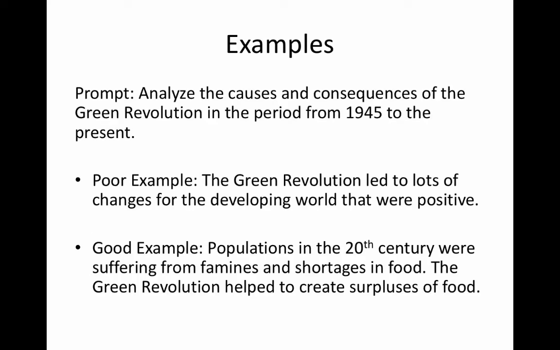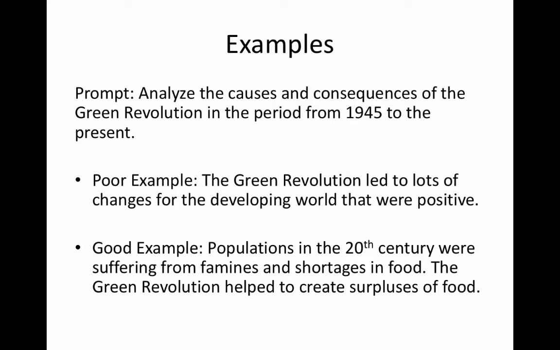Here are some examples. Remember, our prompt is: analyze the causes and consequences of the Green Revolution in the period from 1945 to the present. Here would be a poor example of a thesis: The Green Revolution led to lots of changes for the developing world that were positive. This is very vague, and it's referring to the changes. I really don't know what the changes are.